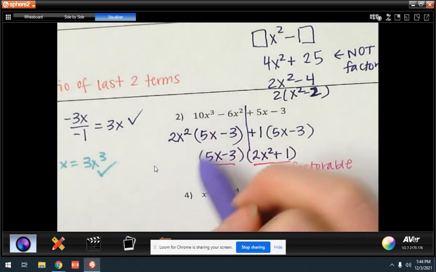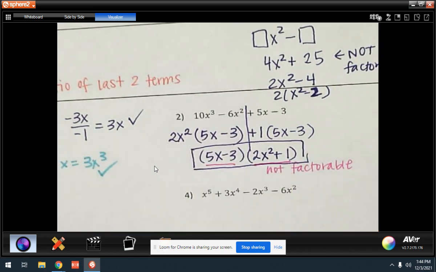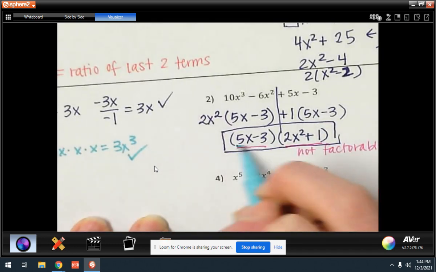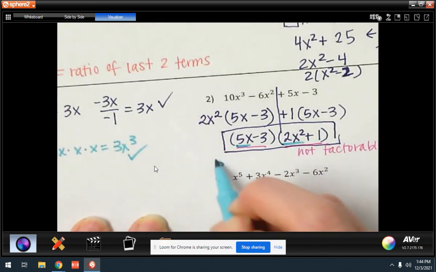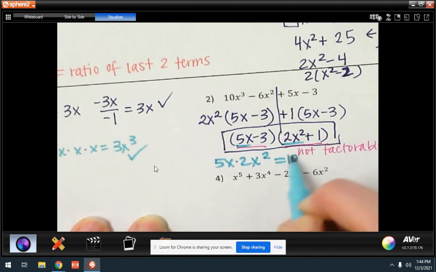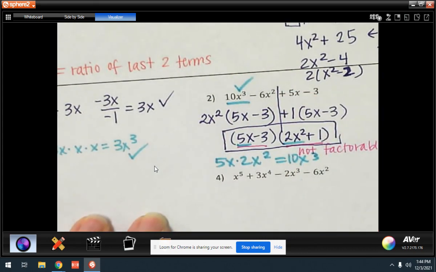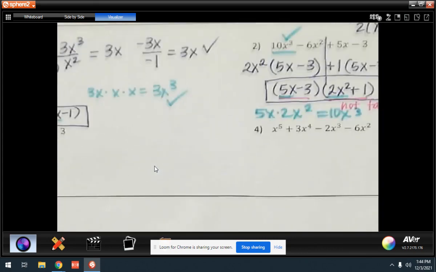Okay, and so we box our final answer. And before we click submit, we're going to multiply the first 2 terms, 5x times 2x squared. And that would give us 10x cubed, which is our first term. That's just a quick check for you.